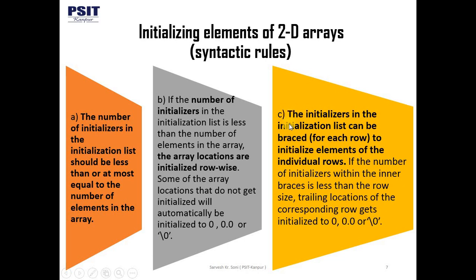Now point number 3 is the initializer in the initialization list can be braced for each row. Actually we can initialize rows separately. So if we are trying to do this, then we have to enclose each and every row in separate curly braces. Okay, so if the number of initializers within the inner braces is less than the row size, then trailing locations of that particular row get initialized by 0 or 0.0 or \0 according to the type of the array.